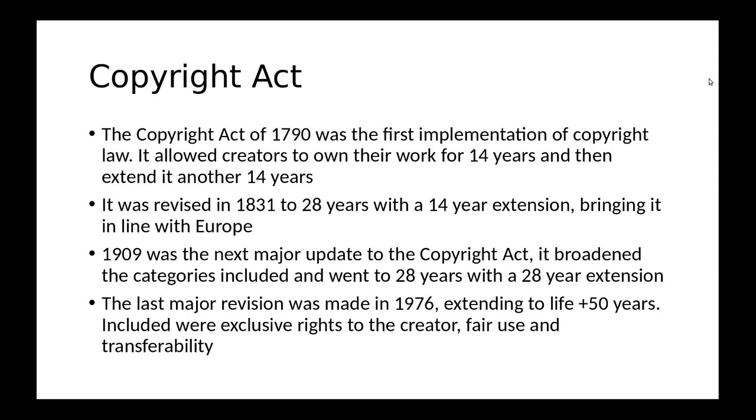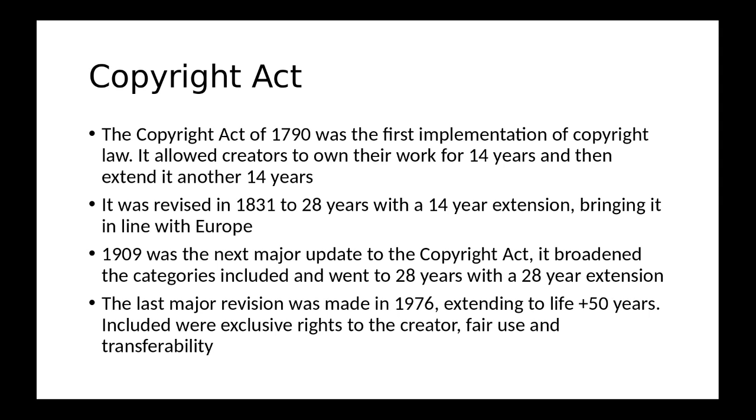So, the Copyright Act of 1790 was the first implementation of copyright law. It allowed creators to own their own work for 14 years and then extend it for another 14 years. So when the Copyright Act first came into play, when people created something, it was basically 28 years and then it would become public domain. They would have to constantly create new stuff and apply a copyright to it in order to maintain any sort of copyright protections. And also the extension was not automatic. You had to apply to the Copyright Office to actually extend it the additional 14 years.